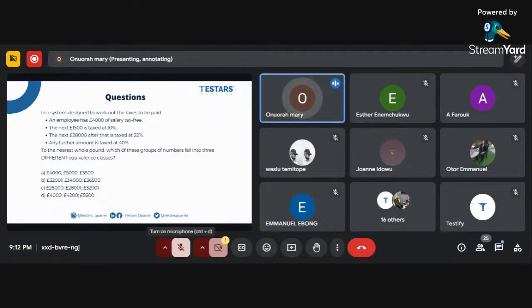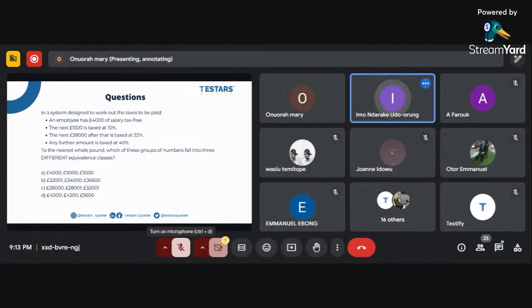The person that says D, why is your answer D? All right, this is the way I understand it. The first condition statement, we have 4,000 pounds a year for salary tax rate. So you can pick any value from less than 4,000 up to the 4,000 mark.